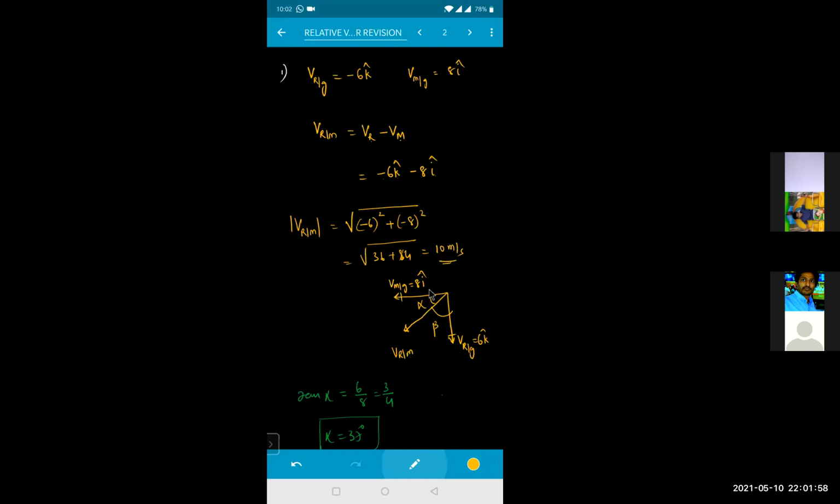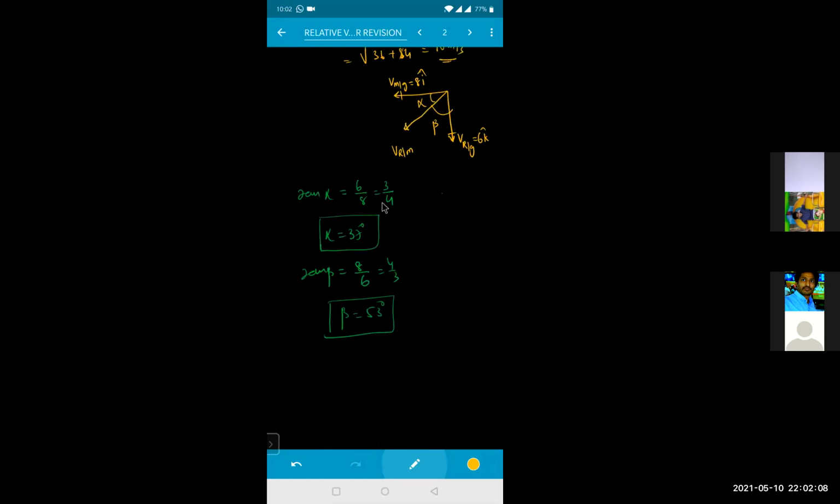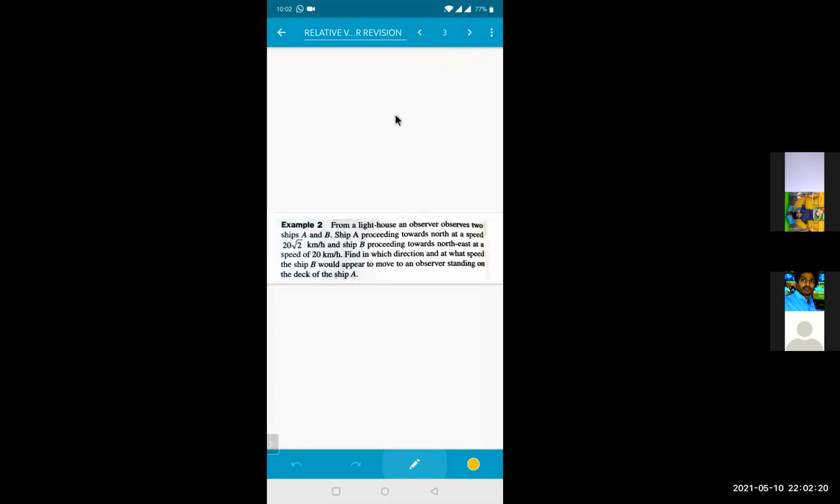So it is minus i cap, and this is minus k cap. This will be the resultant. That means it is making angle alpha with the horizontal and beta with the vertical. If I need to calculate the value of alpha, tan alpha will be 6 by 8, that means 3 by 4. So alpha is 37 degrees. Tan beta is 8 by 6, that is 4 by 3. So beta will be equal to 53 degrees.